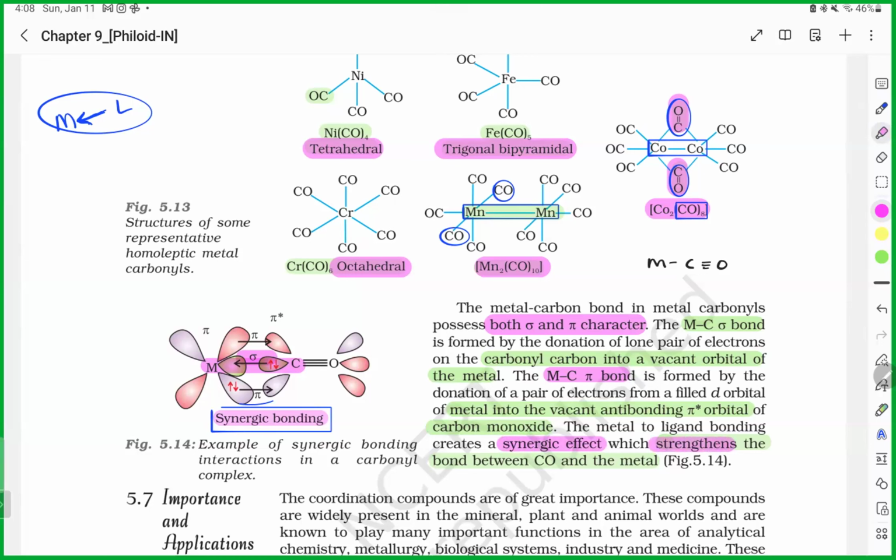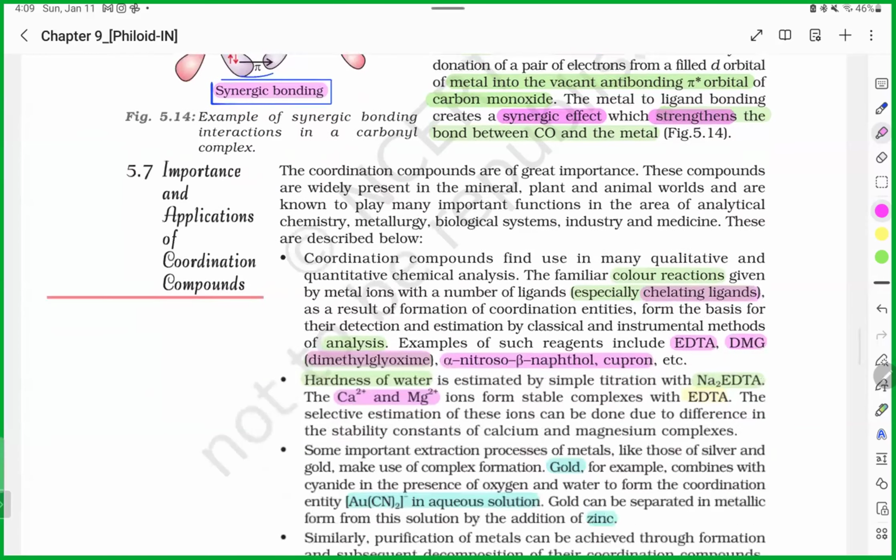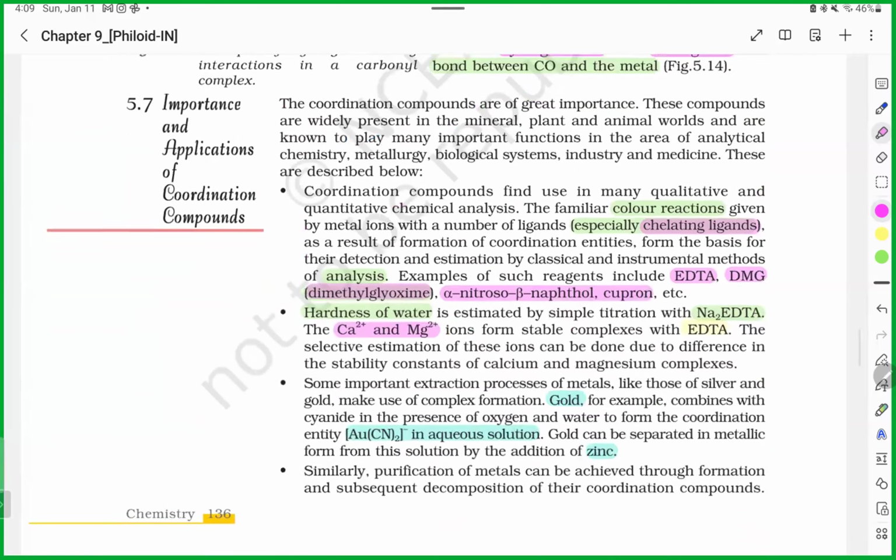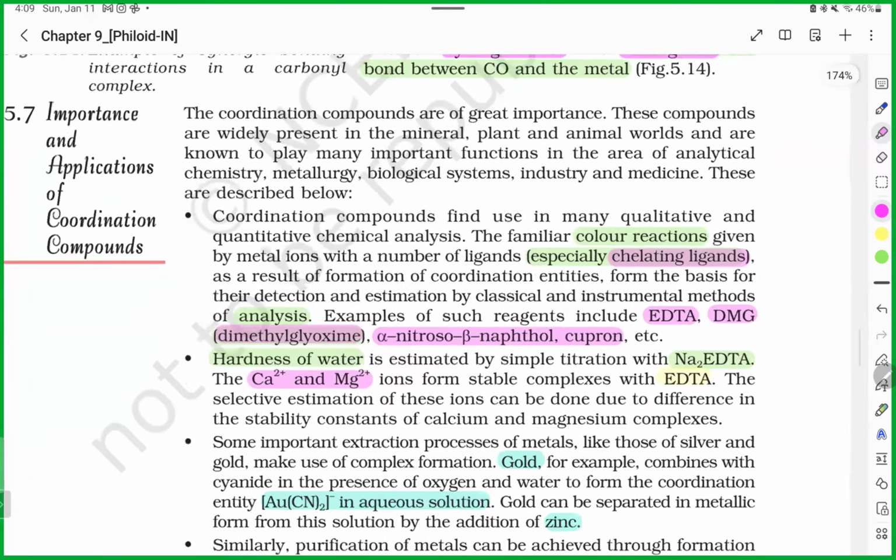Okay, that's all. In the case of carbonyl, the unique thing is that along with the ligand donating electrons to the metal, the metal also donates electrons to the carbonyl and forms a pi bond. So in this situation, you have both sigma and pi bonds in carbonyl, and that's why it is given in the NCERT, because it is unique. Done. Chapter is done. It's just the application part.